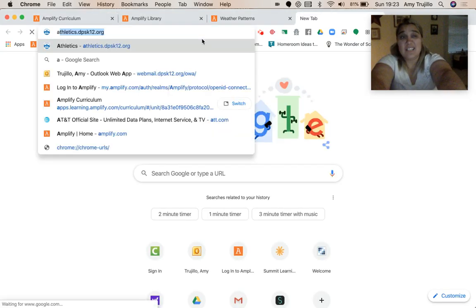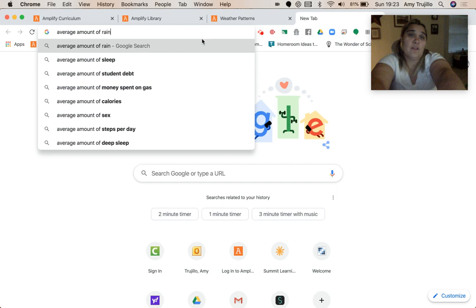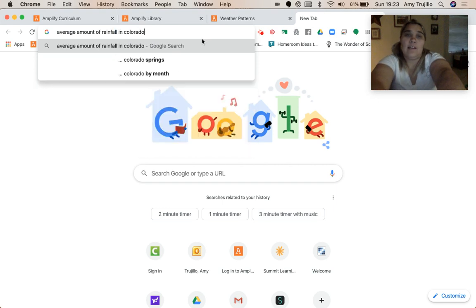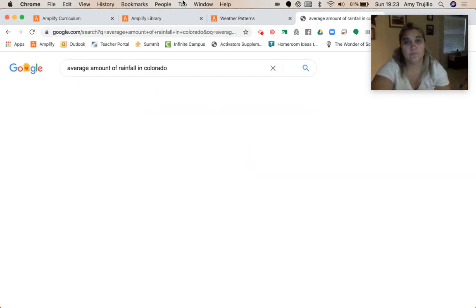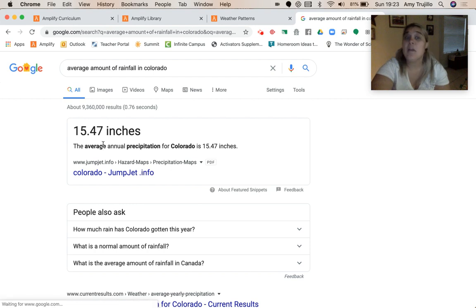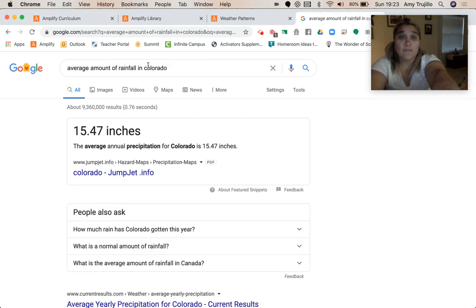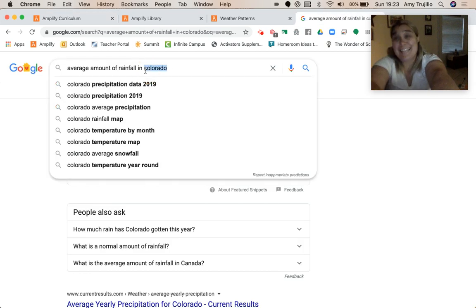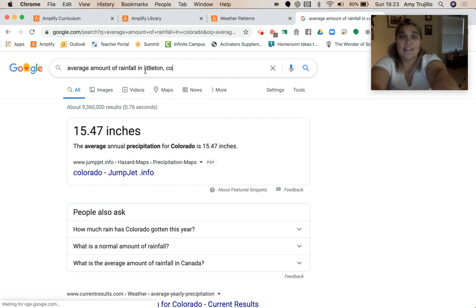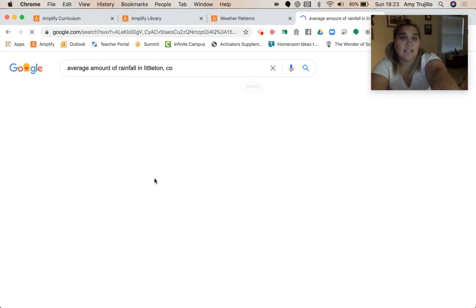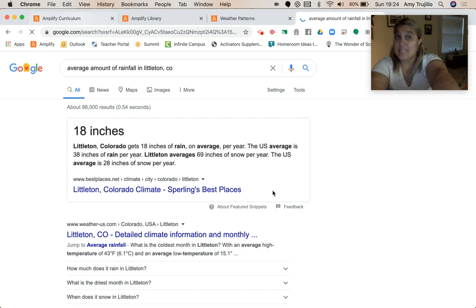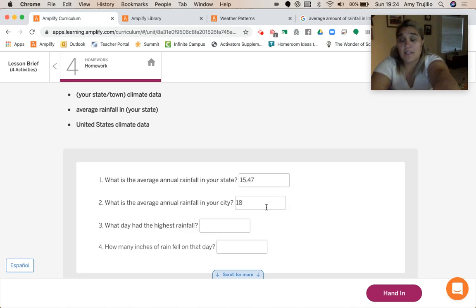So I'm just going to type in average amount of rainfall in Colorado. 15.47-ish inches. And 4.7 inches. What is the average rainfall? The city that I live in is Littleton. Eighteen inches, so a little bit more than what the state of Colorado average is.